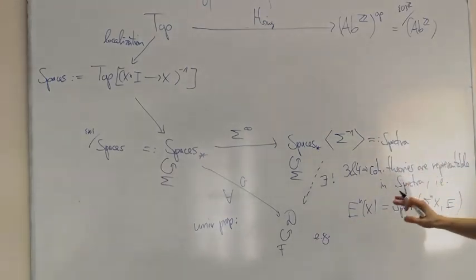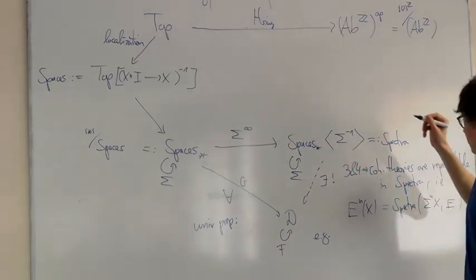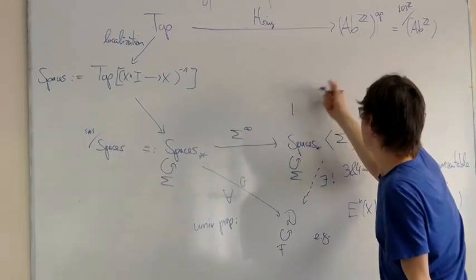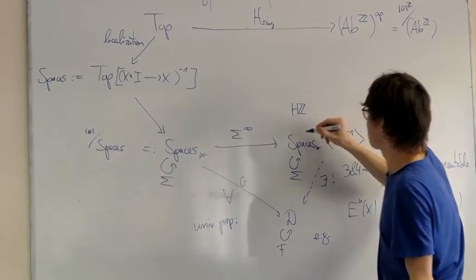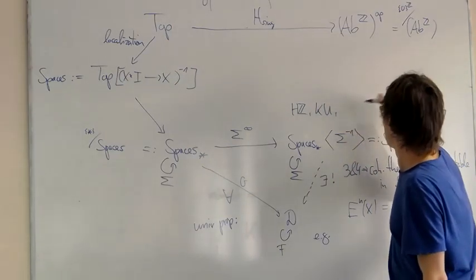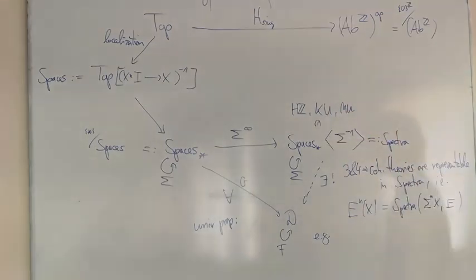And I mean, we have these examples of cohomology theories. They all have their spectrum sitting in here. So we have the Eilenberg-MacLane spectrum in here. That's what represents singular cohomology. We have KU, MU, we have the spectra for all of these cohomology theories in here.